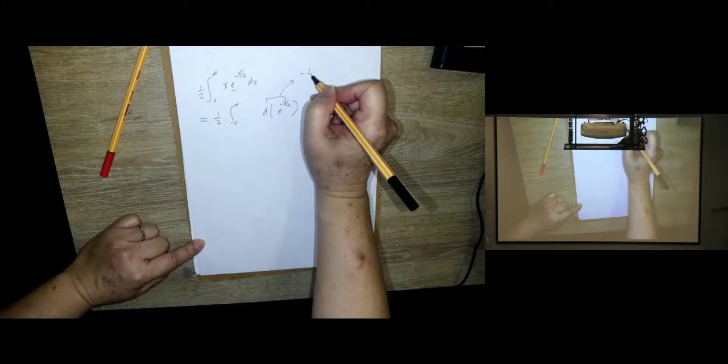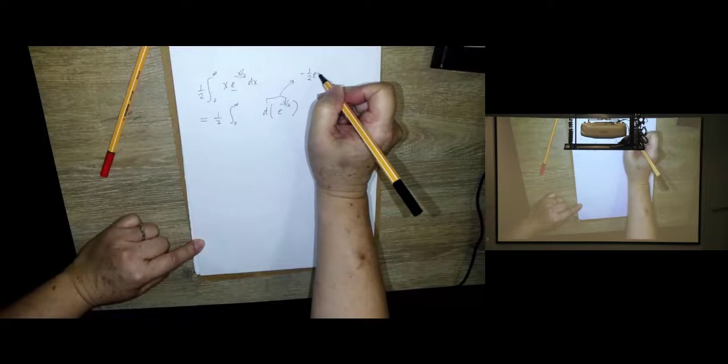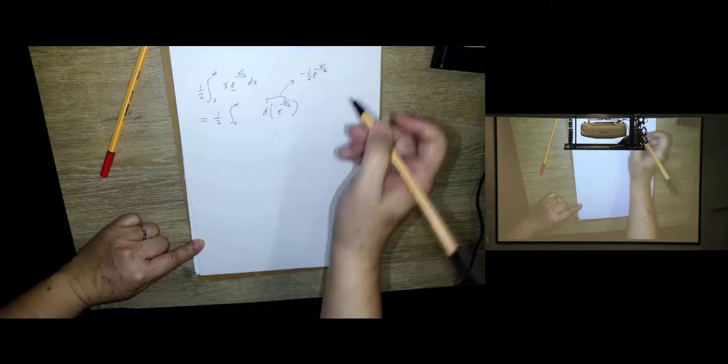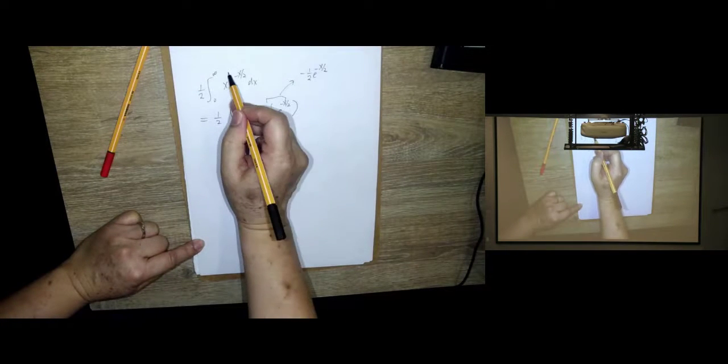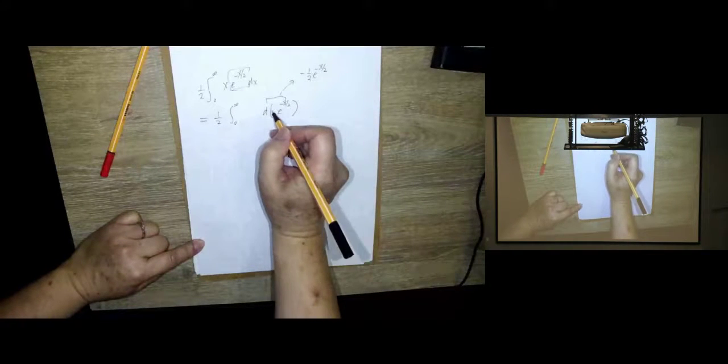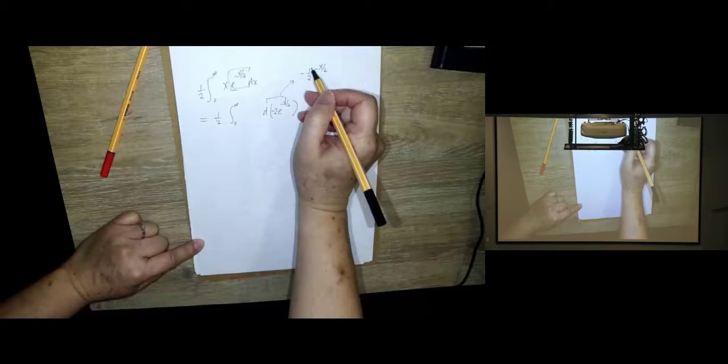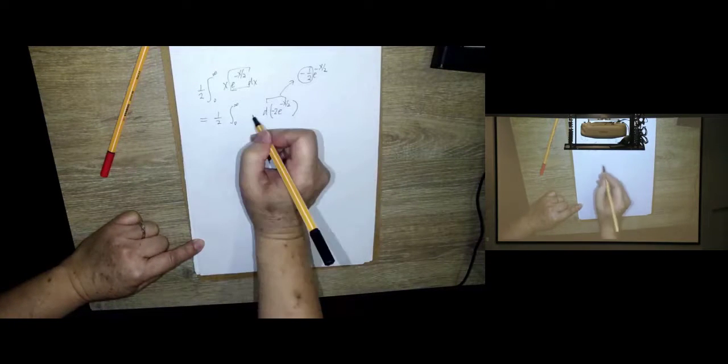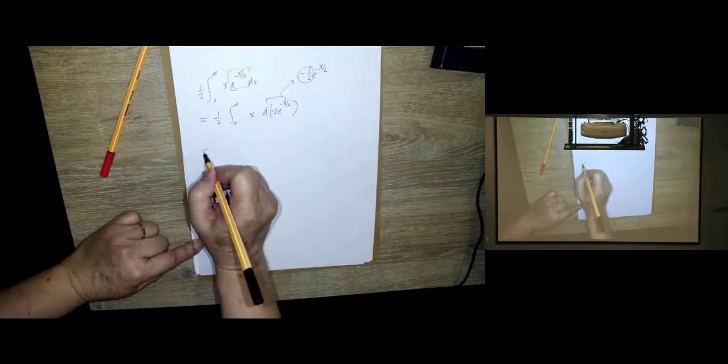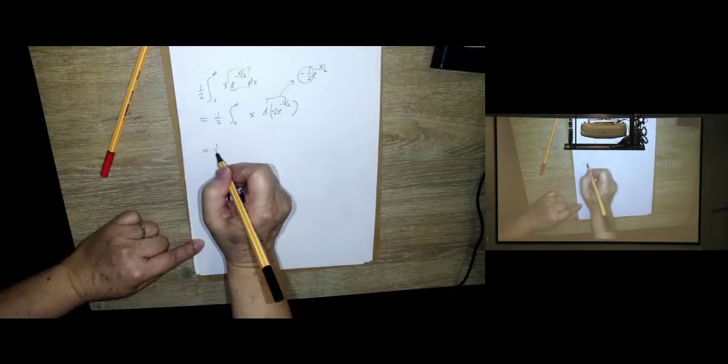I would get minus half e to the power minus x over 2, right? But I really want just this. So that means I have to multiply this one by minus 2 to offset this quantity. And I still have an x here. Okay, so I have a half.